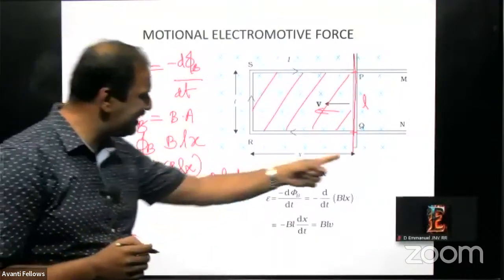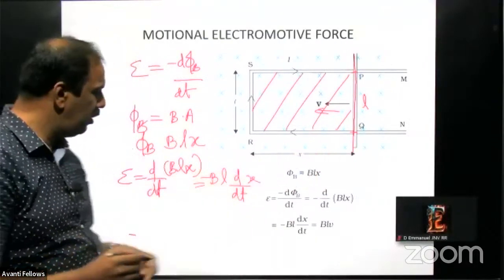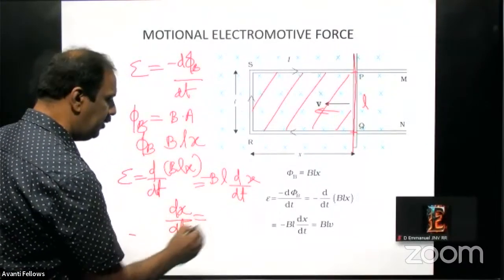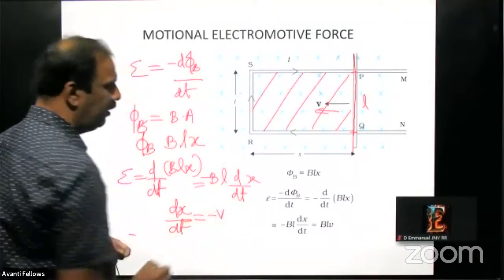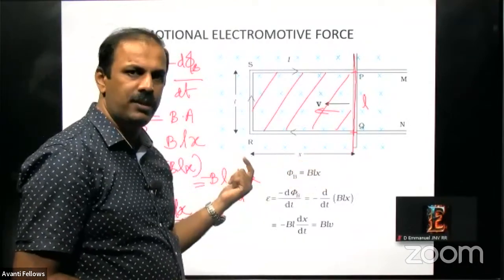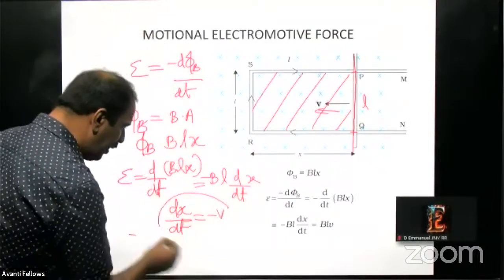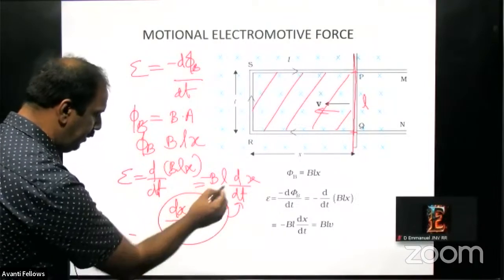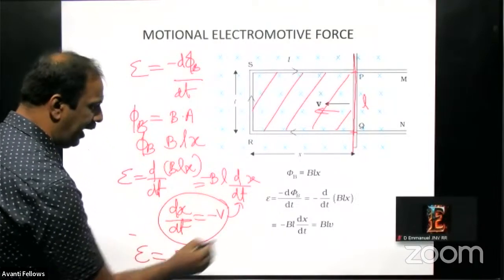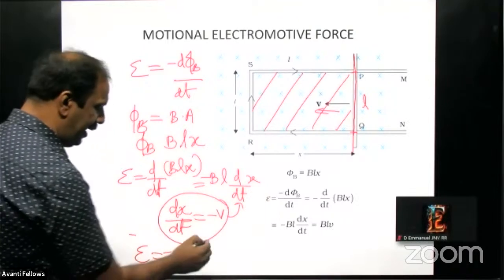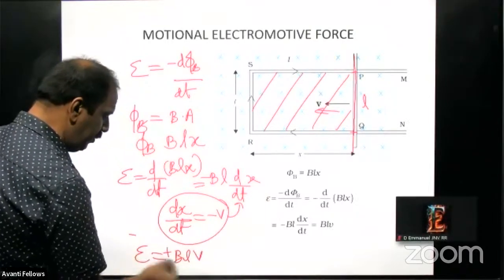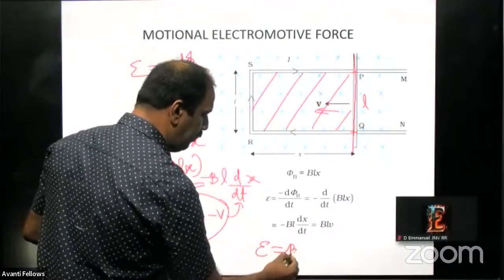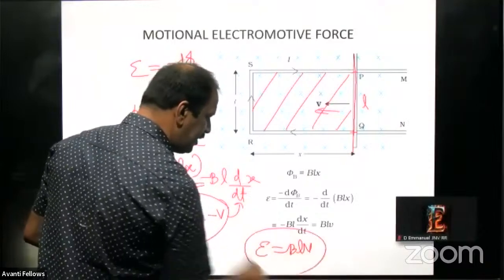But one thing you see here, this x is reducing. So here this dx by dt is equal to minus v, because x reduces. That's why it's minus v. So this one we can substitute here. So our induced EMF will be B, and L is the same only, and a minus sign is there, and v is minus v, so it will become plus. So the induced EMF is given by E is equal to BLV. Okay, so this is the final equation.